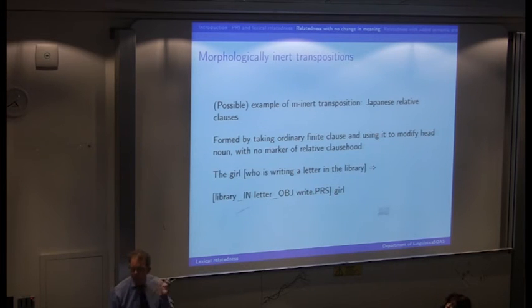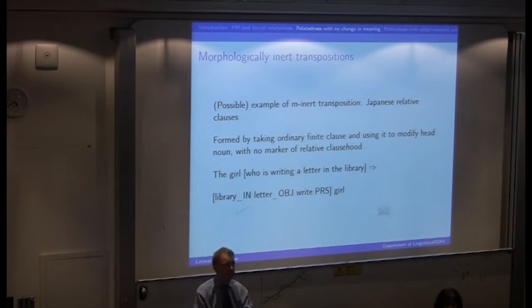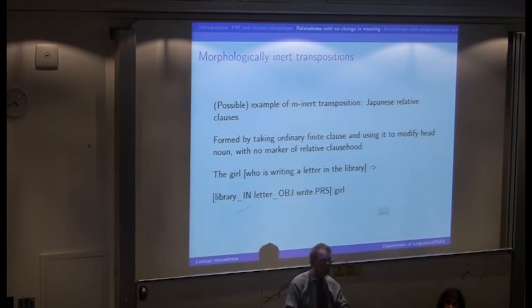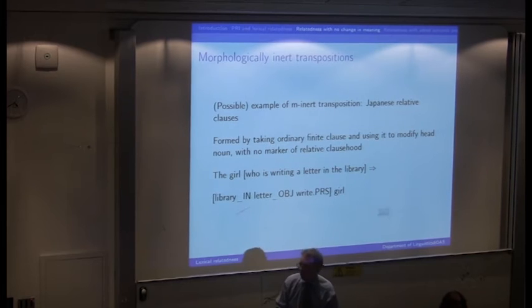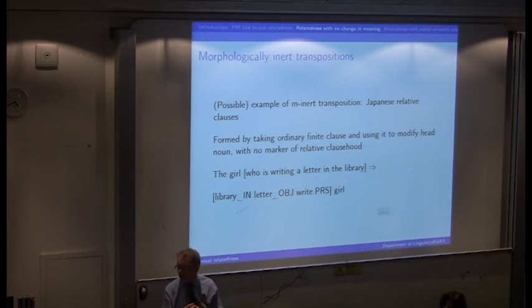Well, here's a possibility. Relative clauses in Japanese, and people don't normally... This is not standard. This is not a kosher analysis of Japanese. So this doesn't go beyond these four, five, six walls. But one way of thinking of Japanese is this. When you do a relative clause in Japanese, it's dead easy. You just take your finite clause, such as reading or writing a letter in the library, whatever. And you take that clause and you put it in front of the noun, and that's it.